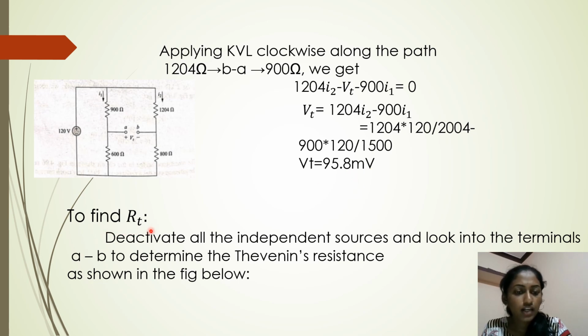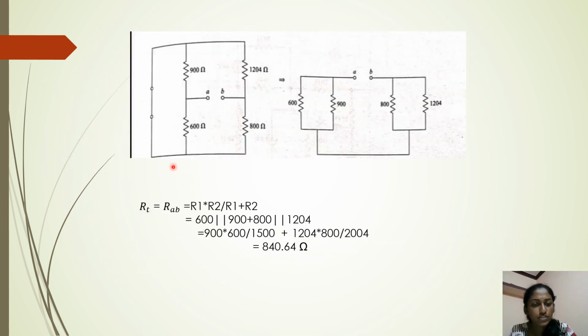We need to find RT. Deactivate all the independent sources and look into the terminals A and B to determine the Thevenin's resistance as shown in the figure below. In the above step, we found the total voltage of the circuit. Here we need to find the total resistance of the circuit. So we are removing all the independent sources and we can modify the circuit as in the given figure.